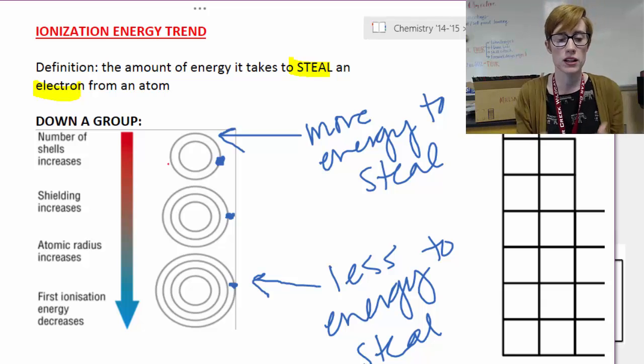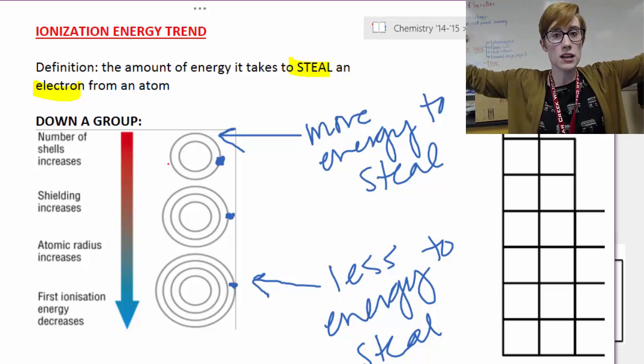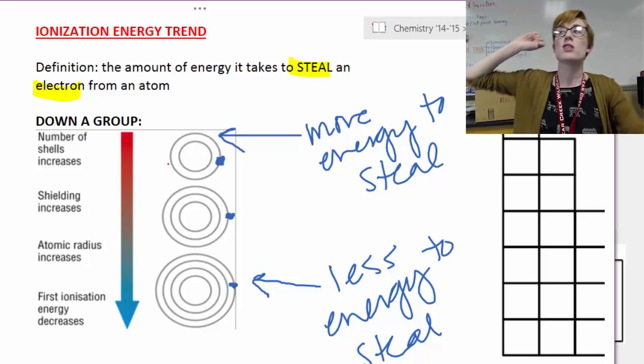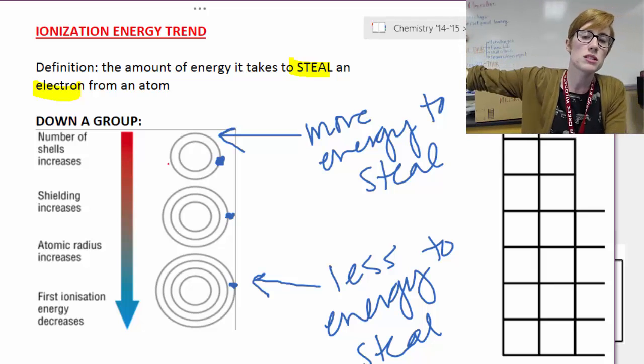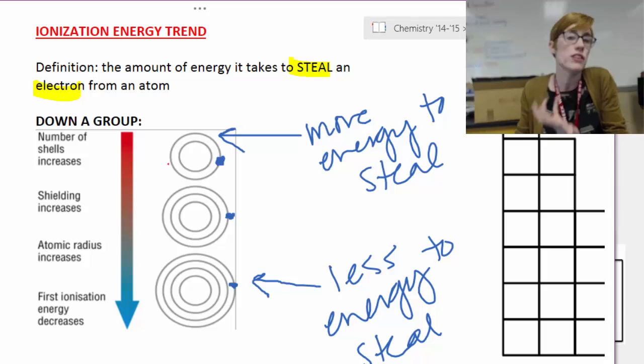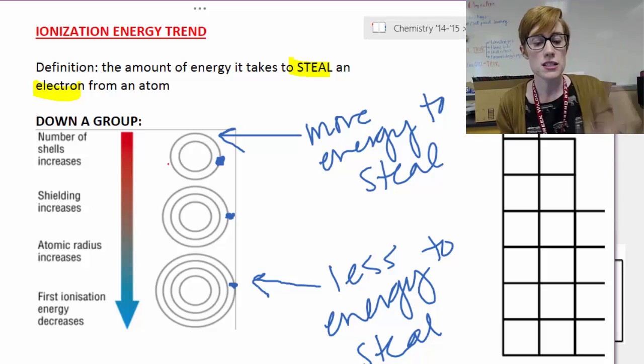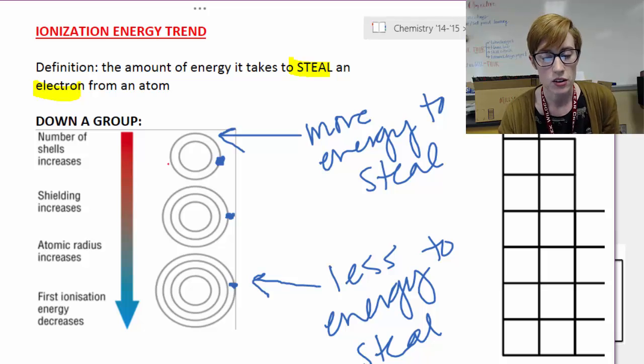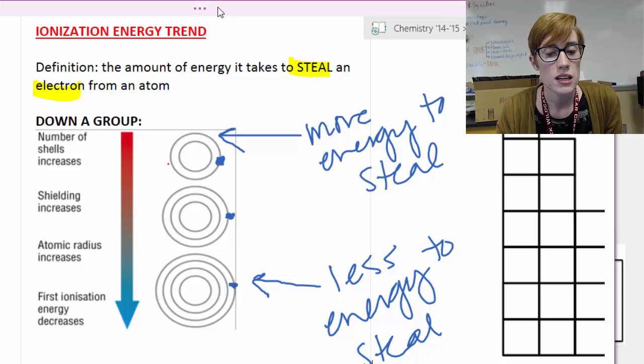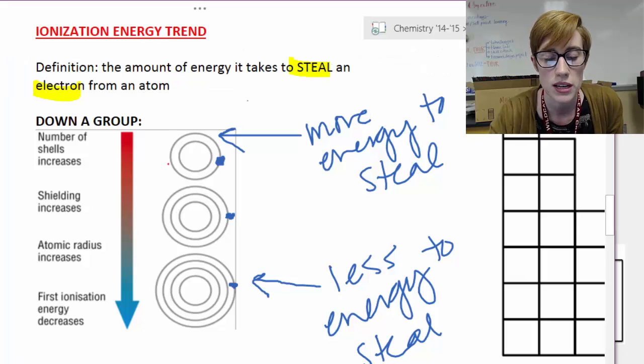So think about the football analogy when you go down a group. Bigger atoms means that electron is way farther away, right? So it's not pulled closer, it's not pulled very tightly to the nucleus, so it's much easier to steal. This means that it's very reactive, okay? So because it has less energy to steal, it means it's highly reactive.